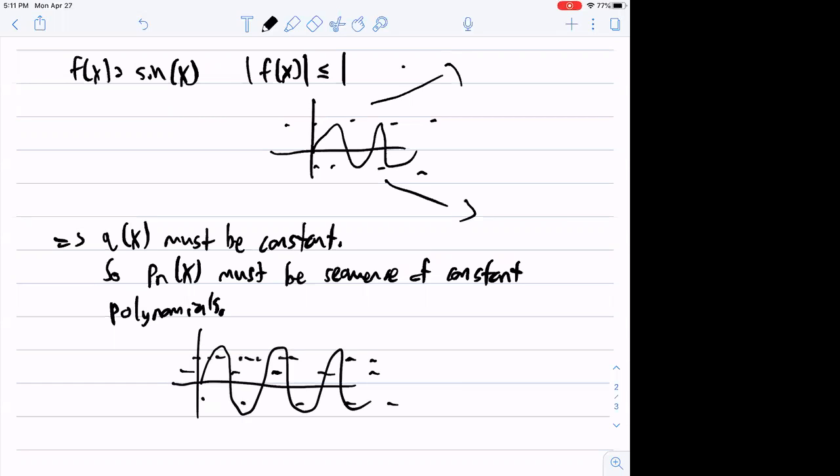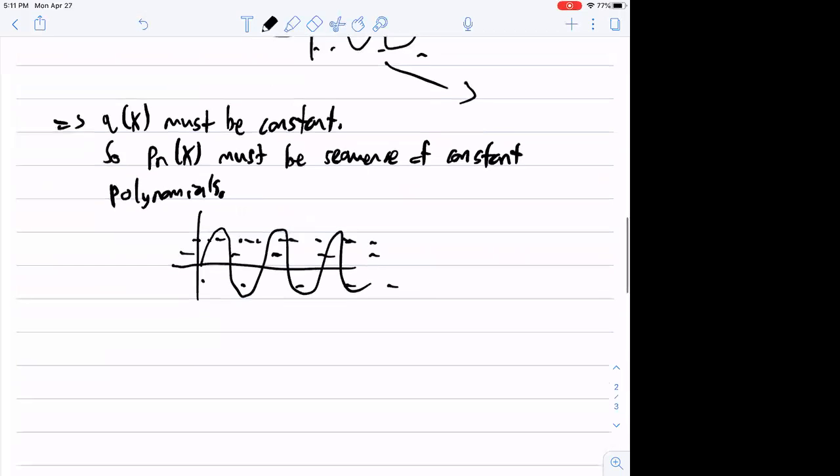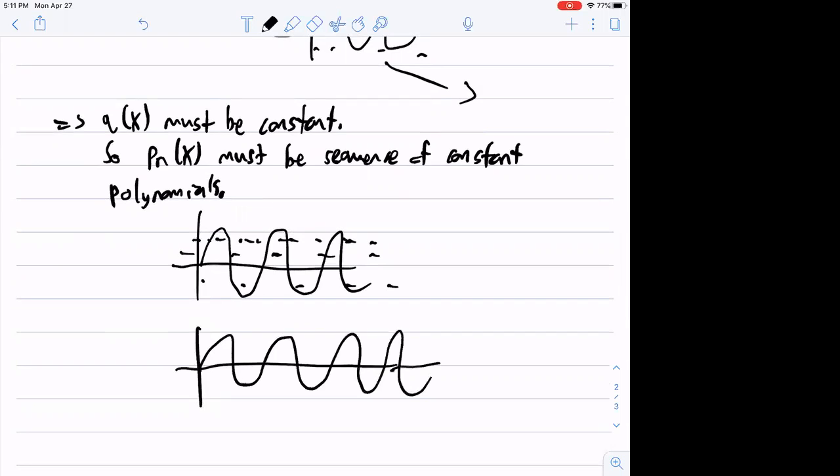Because if, for example, p_n was some constant number, say for n bigger than capital N it was this constant function, you are not epsilon away from this point. Once epsilon is here, this is really far. So yeah, that's basically the idea for sine x.